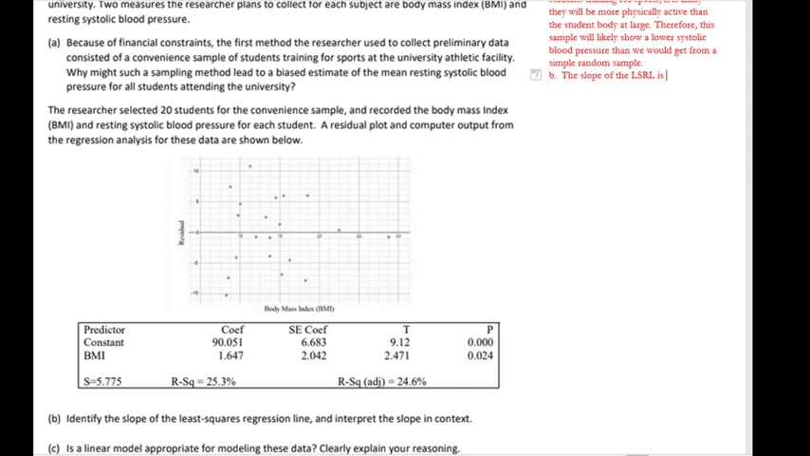So the coefficient for the BMI would be 1.647, and the slope interpreted in context. This means for every increase of 1 in BMI, the model predicts that systolic pressure, blood pressure, will increase by 1.647 units.